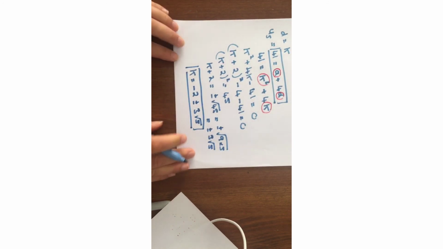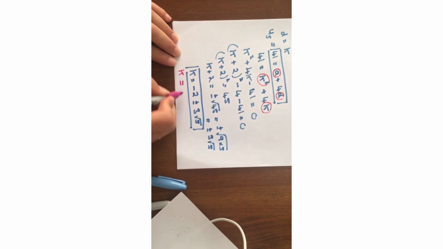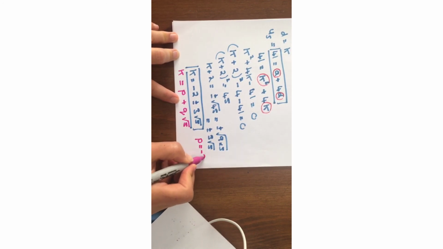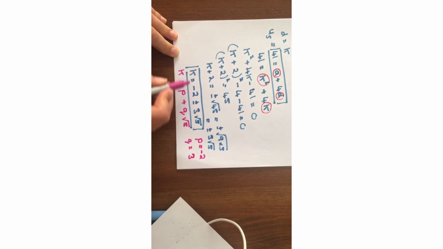Let's just compare that to what you were asked to put your answer into. You were asked to say k is p plus q root 5, where p and q are integers. So I can see p is negative 2 and q in this case must be plus 3. k cannot be negative. It's not a negative value, so this must be positive 3. So we only have positive 3 here.